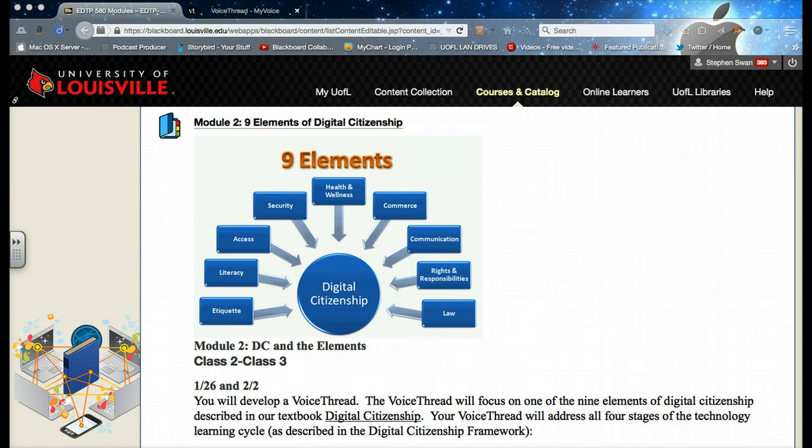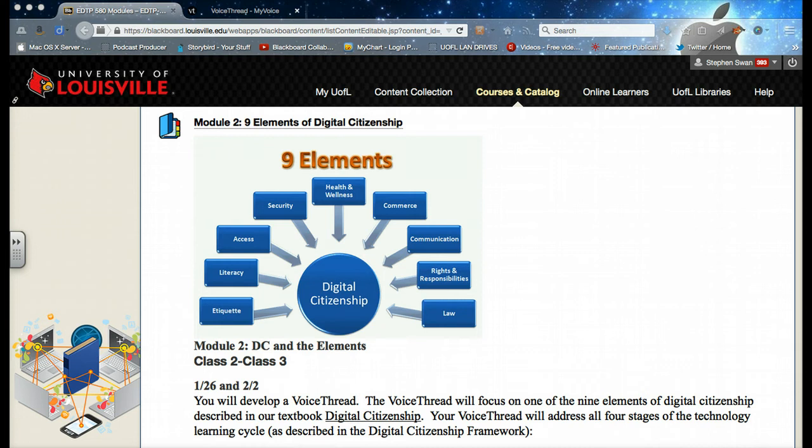This particular screencast is not going to go into the specifics of each one of these elements. That's going to be your job. Your job will be that at the end of this screencast you will have selected which one of these elements you are going to be responsible for, and the way that you're going to share your knowledge and information with the class is through what is called a voice thread.